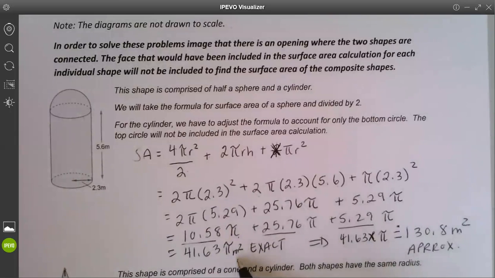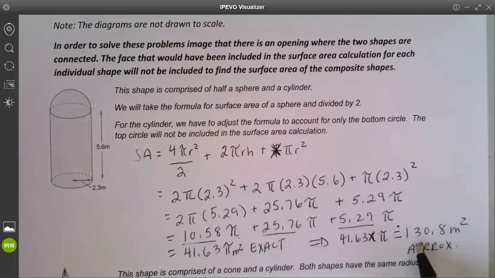So our units are meters squared. However, at this point, I am now ready to take 41.63 and multiply it by the numeric value of pi, which is 3.14, or use the pi button on your calculator, and I get an approximate answer of 130.8 meters squared. This is an approximation because I have now rounded my answer.